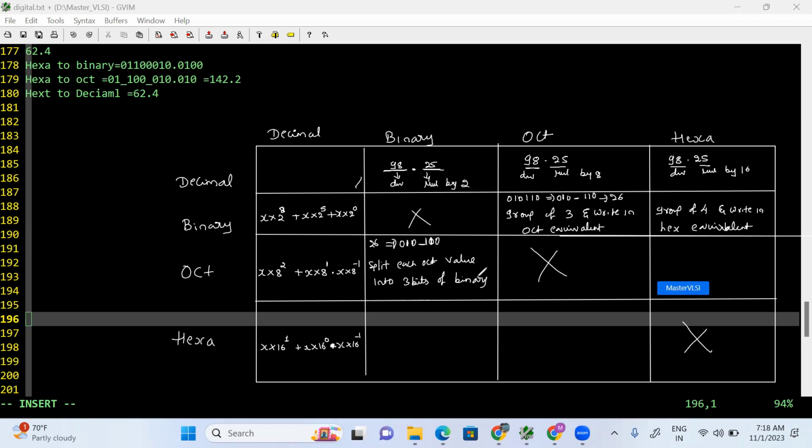Octa to hex. Octa to hexa. Convert to binary, then go to hexa. That is what, right? Or shall I write here? This one, split each hexa value into 4. How will you do it?